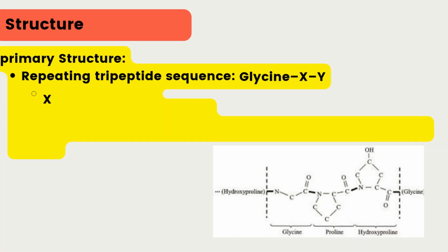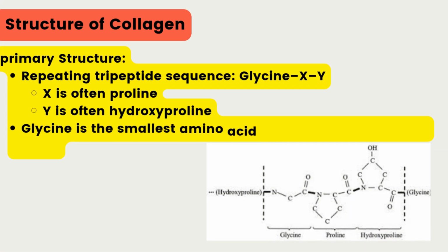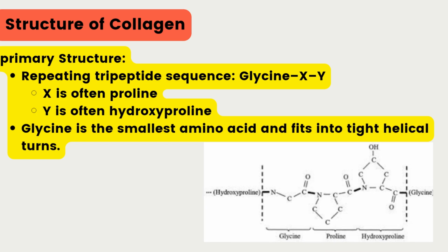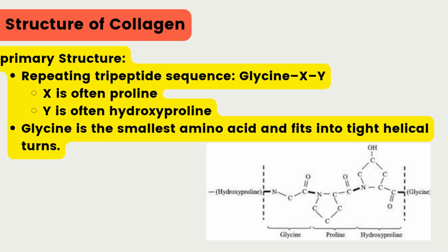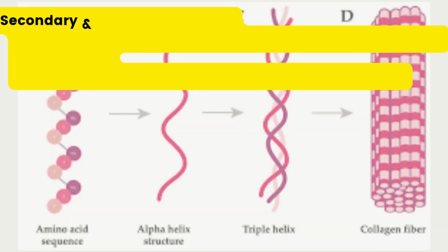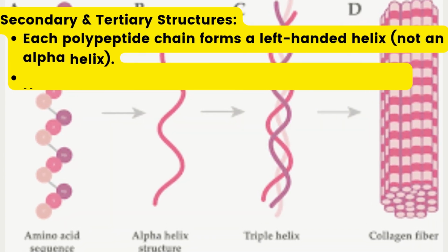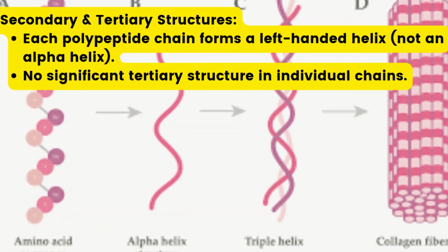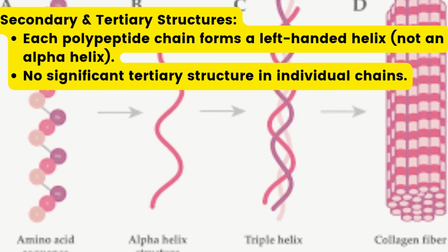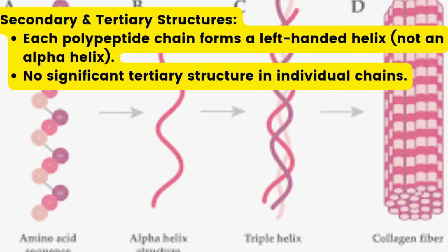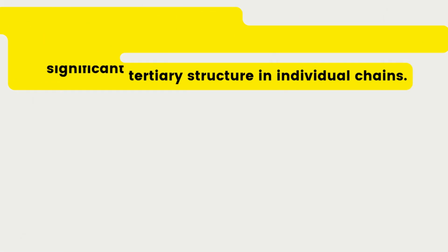Primary structure. Collagen has a repeating tripeptide sequence of glycine-X-Y, where X is often proline, and Y is often hydroxyproline. Glycine, being the smallest amino acid, allows tight turns in the collagen chain. Secondary and tertiary structures. Each individual polypeptide chain forms a left-handed helix, different from the standard alpha helix. There is no significant tertiary folding within a single collagen chain.